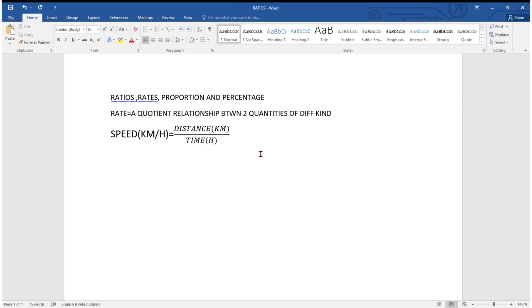Now, a laborer's wage is 240 shillings per 8-hour working day. What is the rate of payment?